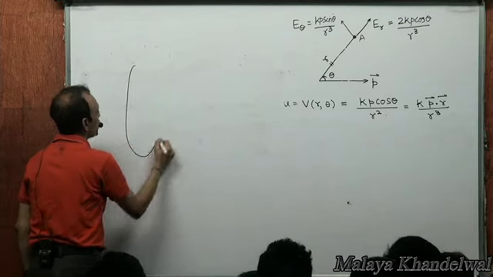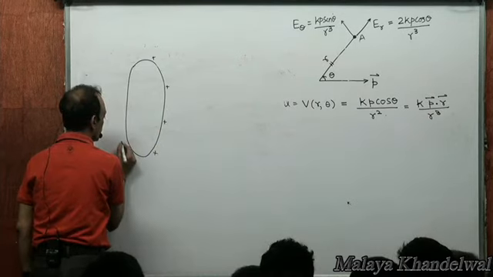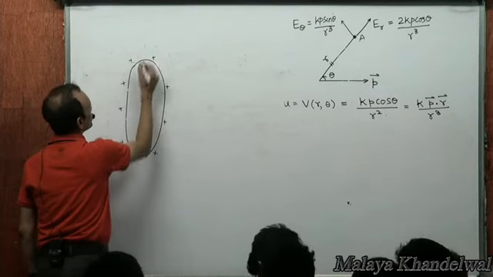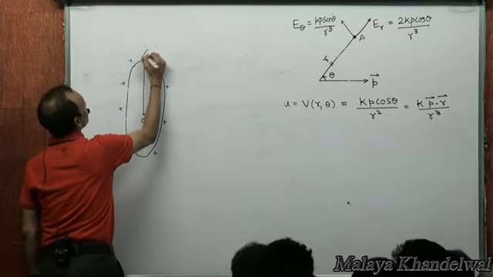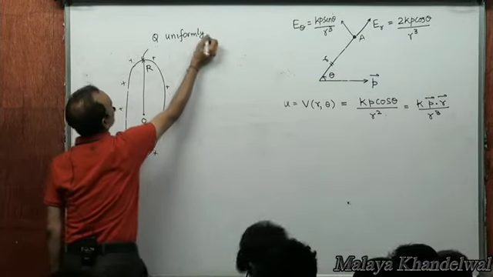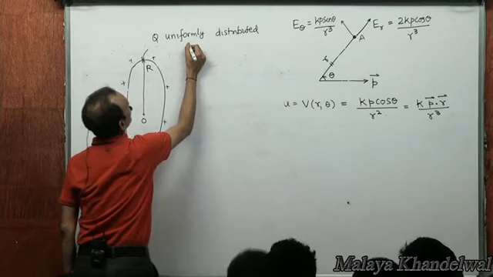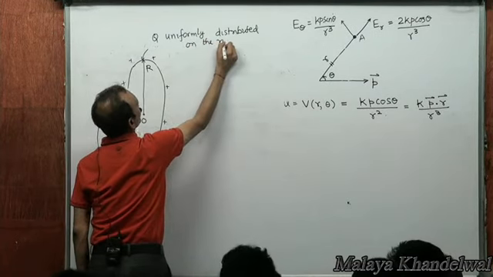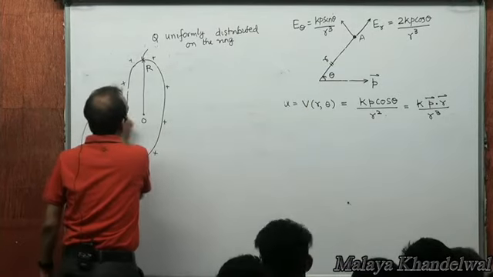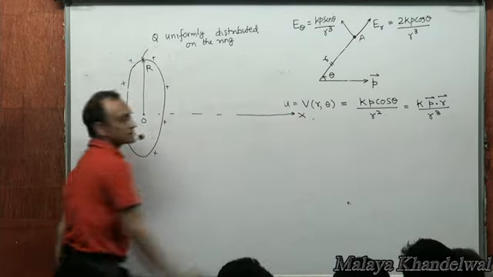Suppose there is a charge uniformly distributed on a ring of radius r, centered at O, with charge Q uniformly distributed on this ring. Now let me say that the axis of the ring is the x-axis.